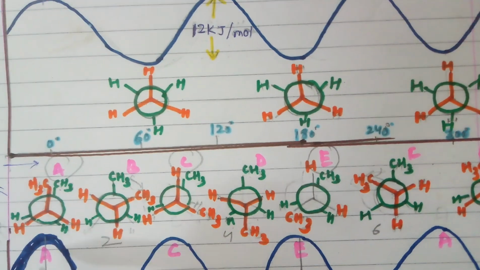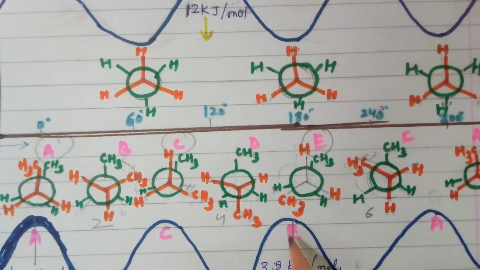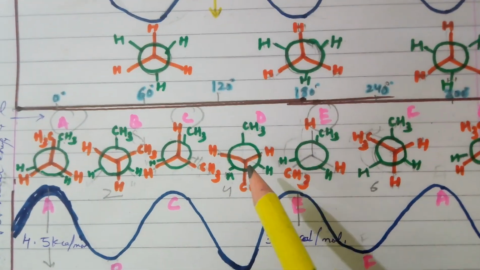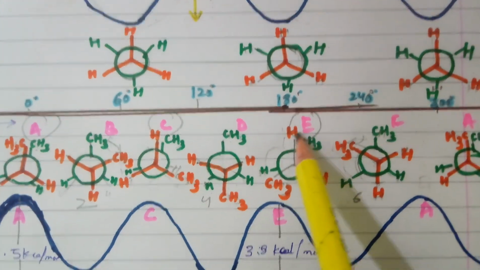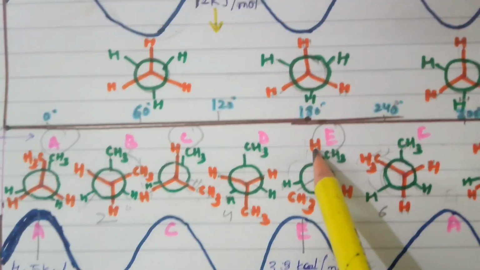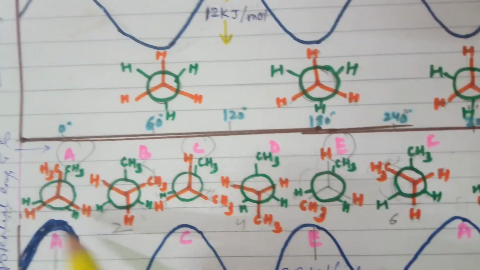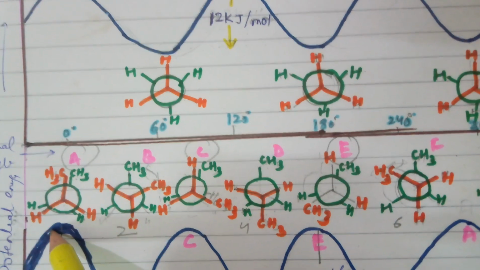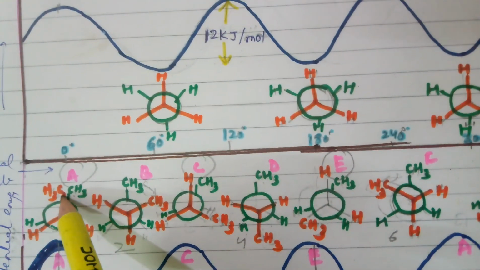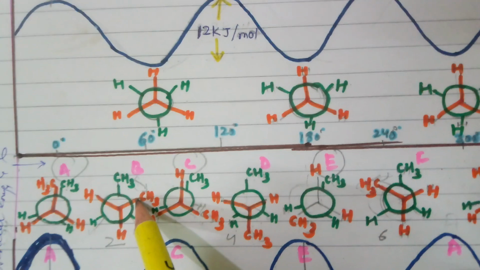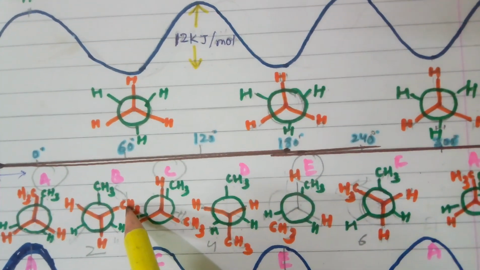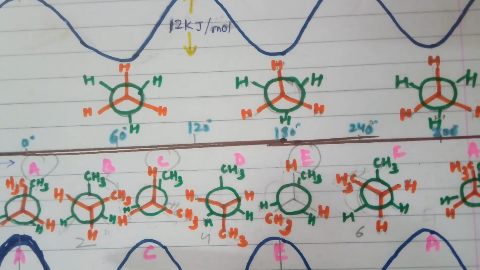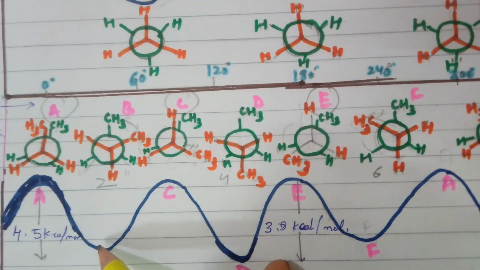So A is of highest energy, 4.5 kilojoule per mole, which becomes 3.8 kilojoule per mole in case of E and C, where CH3 and H are eclipsing, not CH3-CH3. So we can see this is the A conformer, eclipsing each other, highest energy, least stable. If we change the dihedral angle by 60 degrees, we get B. CH3 will come here, we get the staggered, but here CH3 and CH3 are in close proximity, so it's not the most stable one, but it's more stable than the eclipsed one.